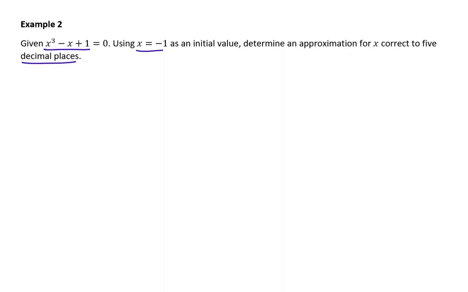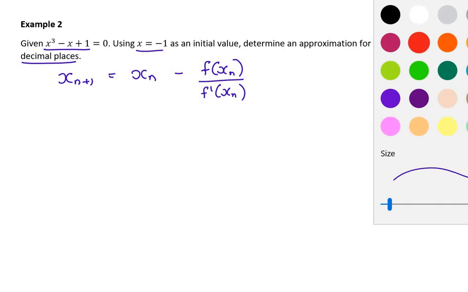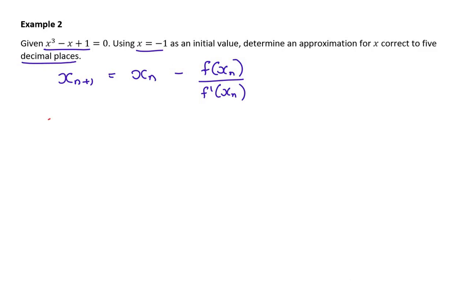Well, I always write down my formula, so I figure out what I need. So my formula sheet says the next guess is the current guess minus f of xn divided by f dashed xn, which basically means I need a formula for f, and I need a formula for f dashed, and I need a calculator. So first of all, what is f of x? Well, f of x is equal to x cubed minus x plus 1.